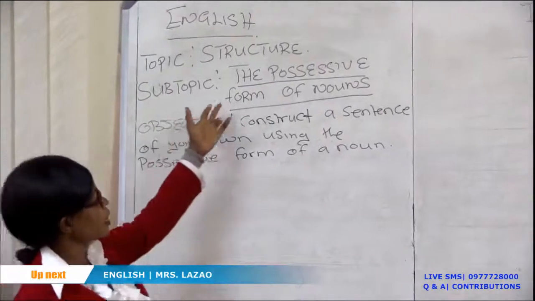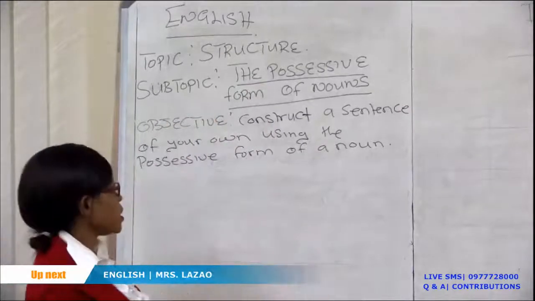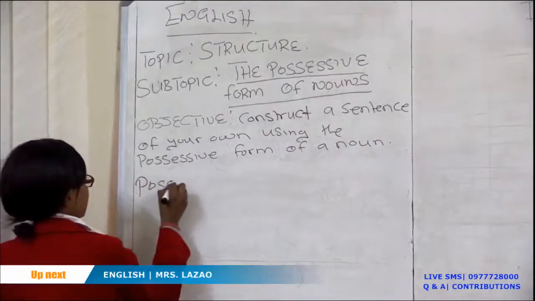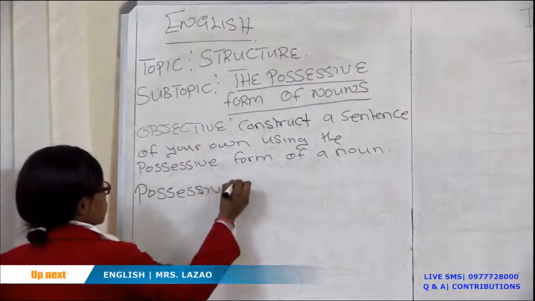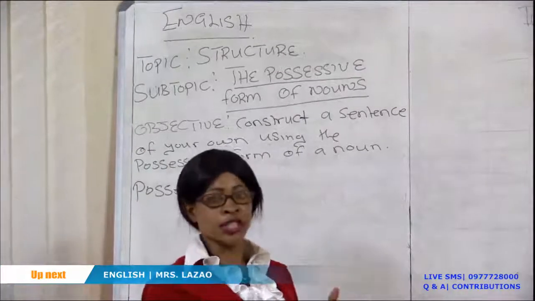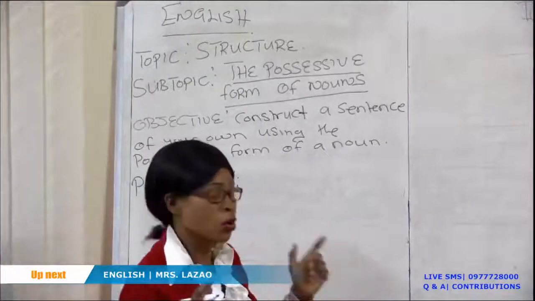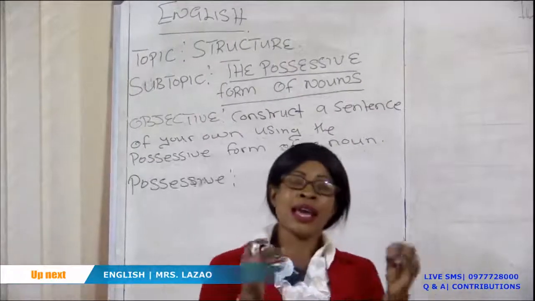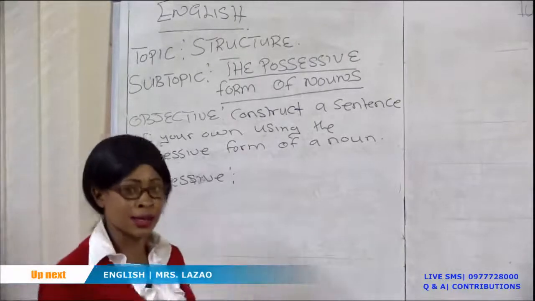We need to understand, what does the word possessive mean? When we say possessive, what do we mean? Okay, possessive simply means ownership, to show ownership. And how do we show ownership? When we say possessive noun, we show ownership by adding a punctuation mark, which is called an apostrophe plus S.